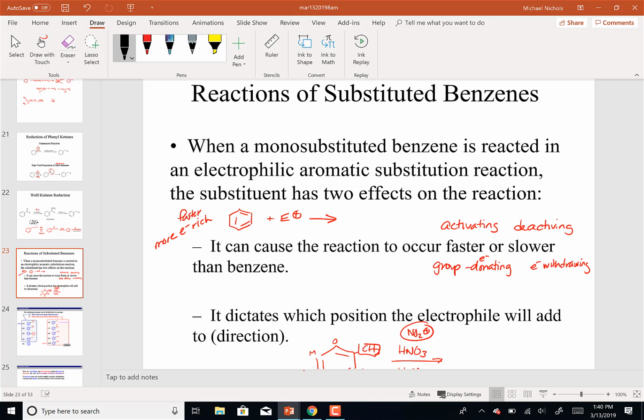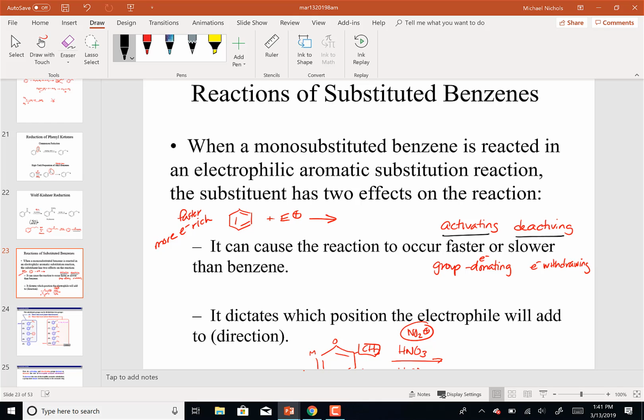Now, what do we call the groups that make the reaction go faster? Activating groups. What are the groups that we add that make the reaction go slower? Deactivating groups. That's great, but it doesn't really tell me much. So now I have to think about, well, what are these groups doing to make this reaction go faster or slower?